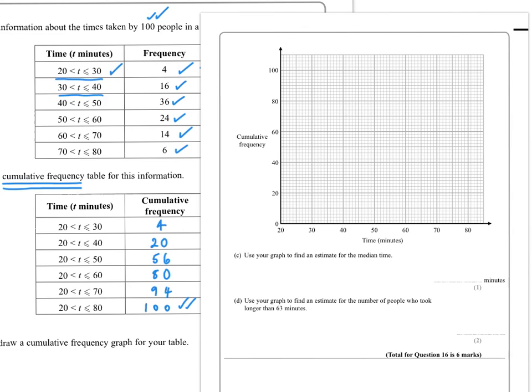Use your graph to find an estimate for the median time. Well, when we're looking at median, think about the quartiles. So the first quarter or the first 25%, we want to get to the second quartile or the 50% mark. So that's halfway. So we had 100 people, and we're going to be using the median. So first things first, let's plot the cumulative frequency curve, which is called an ogive, O-G-I-V-E, ogive, and let's see what shape that has.